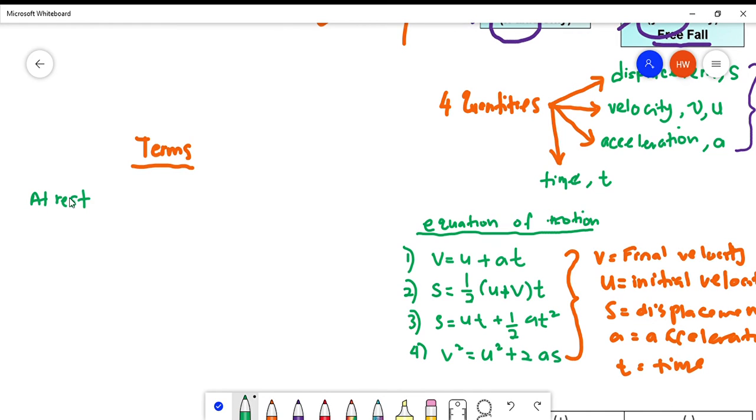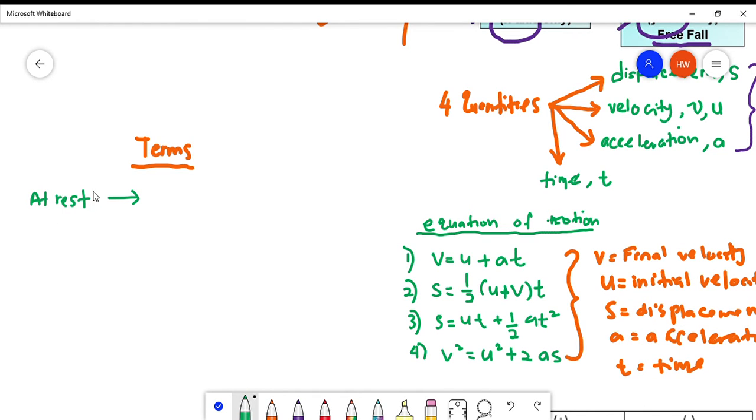Okay, so at rest, there is hidden meaning behind this ataupun hidden information yang kita kena tahu. Siapa tahu bila something is at rest, what quantity that it will refer to? Kuantiti mana yang dia ada kaitan dengan at rest ni? V, U, S, A, T. V, yes, velocity.